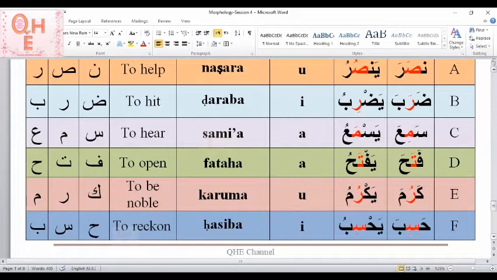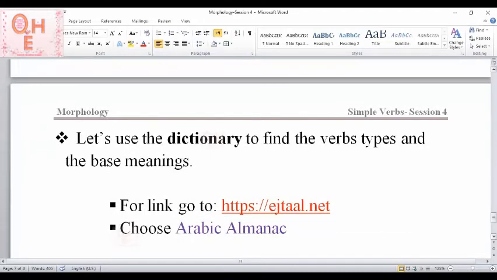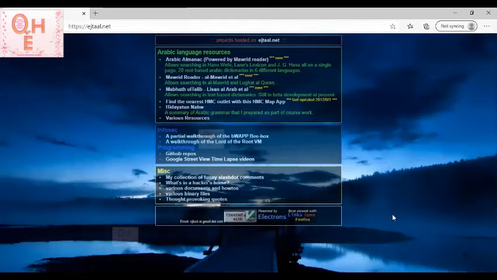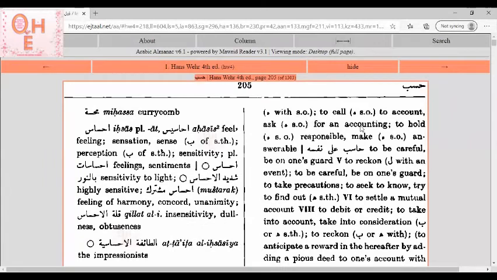Okay, now let's go into the actual dictionary, inshallah. In the actual dictionary, we need to go to this site, edgetal.net. So let's go there, inshallah. If you go to that site, edgetal.net, then you will come to this screen. Then you need to choose Arabic Almanac, and it will bring you to the dictionary page. So this is the dictionary page.